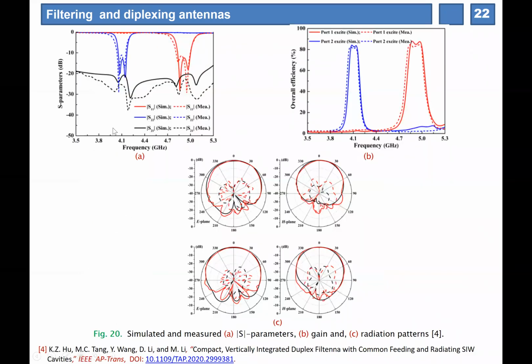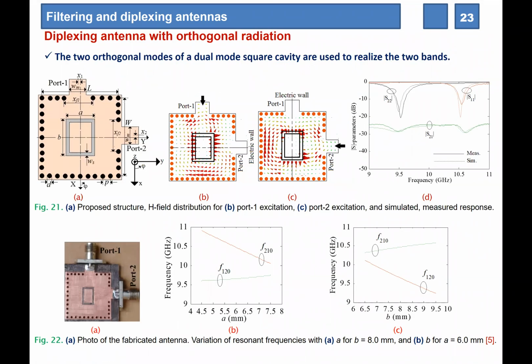So finally, it will be giving one filtering type of response. You can see S11 and S22. So it is a two pole structure, but the isolation between these two ports is near 20 dB. The variation of gain is shown in figure 20B, and figure 20C shows the gain pattern, that means radiation pattern. And this is the final structure I am going to discuss for today's presentation.